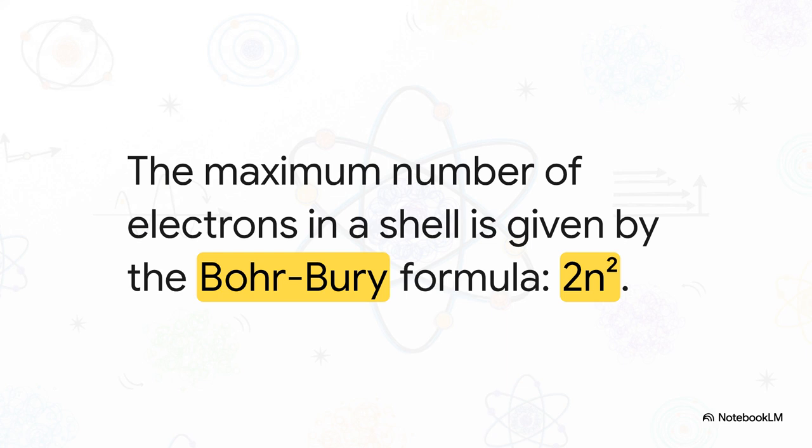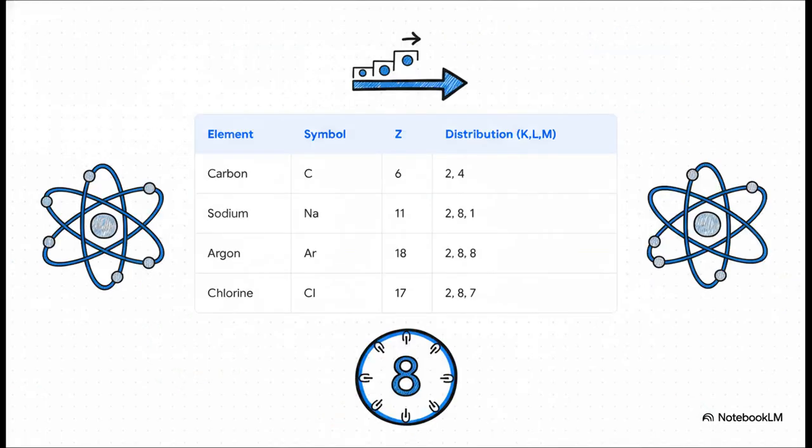Let's calculate it. For the first shell, K, where n is 1, it's 2 times 1 squared. That's 2 electrons. For the second shell, L, where n is 2, it's 2 times 2 squared, which is 8 electrons. For the third shell, M, where n is 3, it's 2 times 3 squared, which gives us 18 electrons. Simple, right? Now let's practice this.